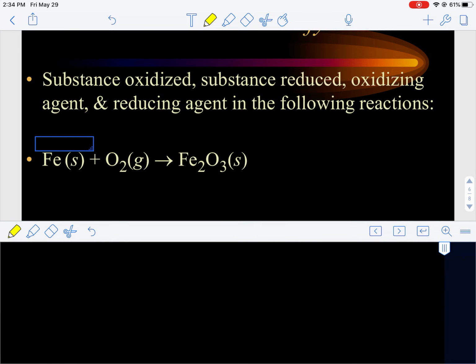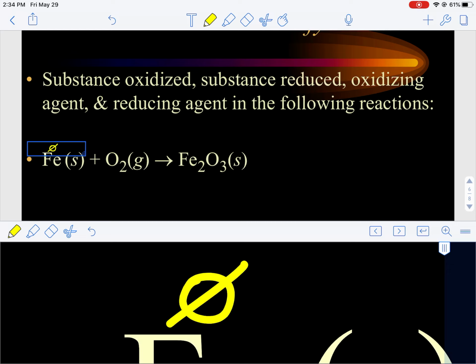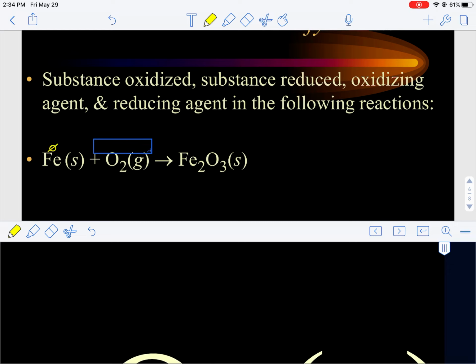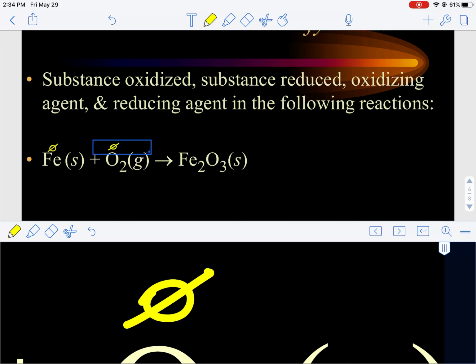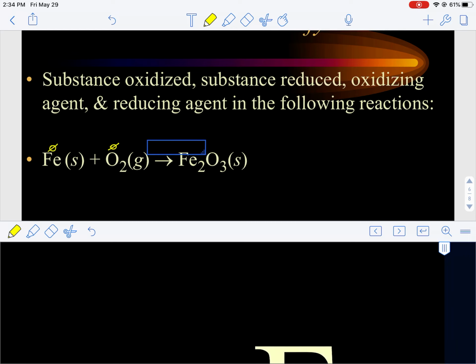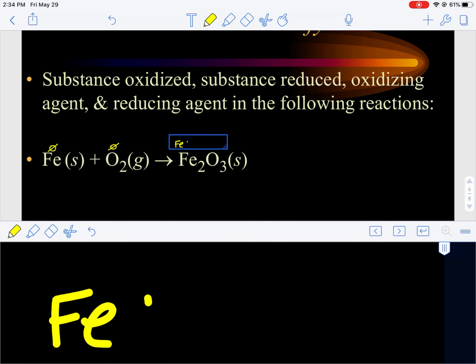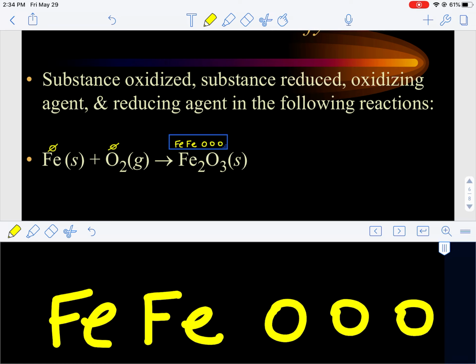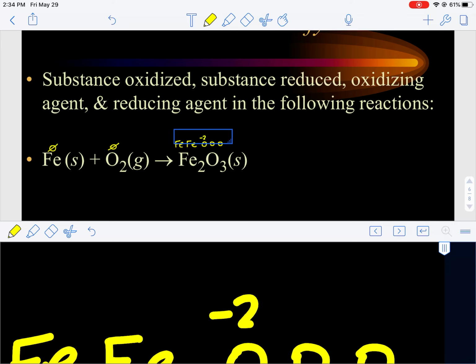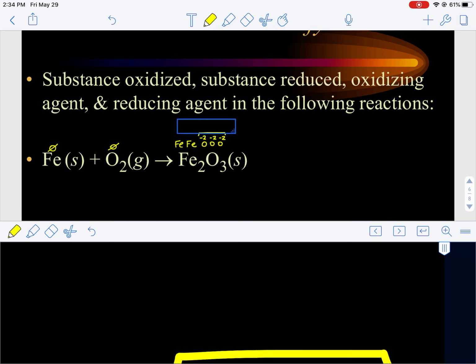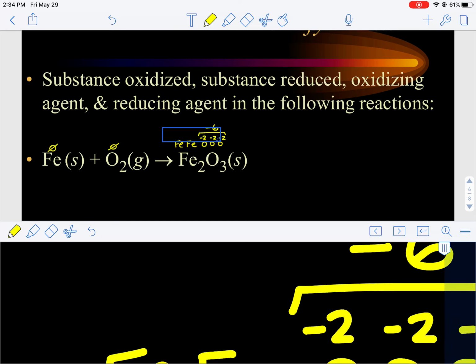So let's think back to our rules. The oxidation number of iron is going to be 0, because it's an element. The oxidation number of oxygen is going to be 0 because it's an element. Yes, it's diatomic. Its number is still 0. When I now look here, we've got Fe2O3. Iron doesn't have any rules. Oxygen does. I know that all together, these oxidation numbers have to add up to be 0. Well, oxygen's rules are that these numbers are always going to be negative 2 to give us negative 6.